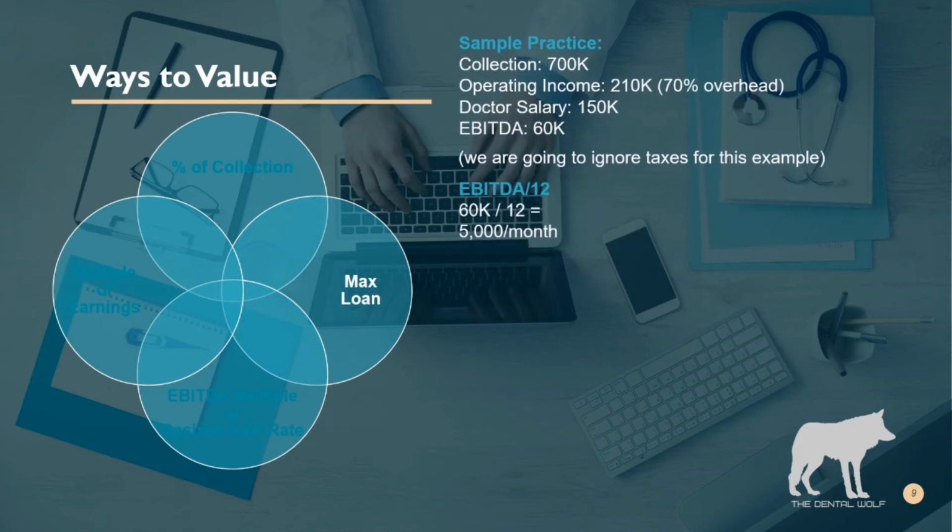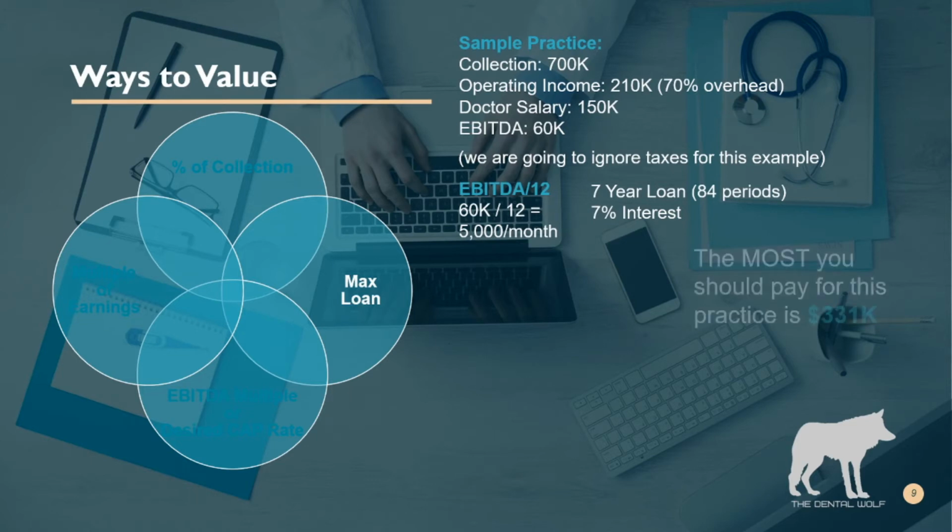So let's look at this example a little further. Let's say you have a 7-year loan at a 7% interest. This would mean that the most you should pay for this practice is $331,000 a year. And this is the most you should pay because if you paid more for this practice than $331,000, you'd be sacrificing your salary as a doctor or your daily working value as a doctor to pay off your debt service. In other words, if you're not producing dentistry, you're not paying your loans.